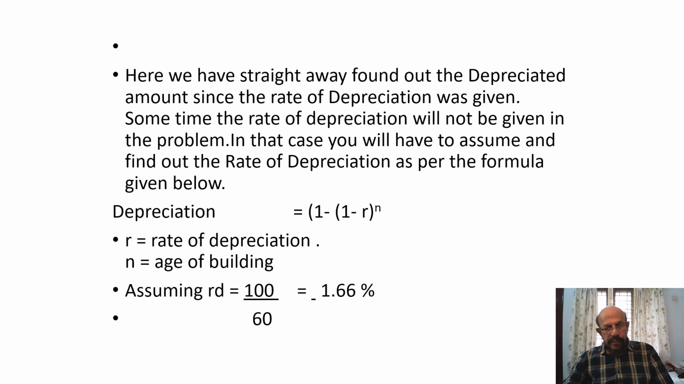In the previous problem, we found out the depreciated value straight away. In the previous problem, the depreciation was given as 1.5%. So here the depreciation was not given, so we are finding out the depreciation. Assuming RD is 100, this 100 is the life and this is the age. 100 by 60 is equal to 1.66%.